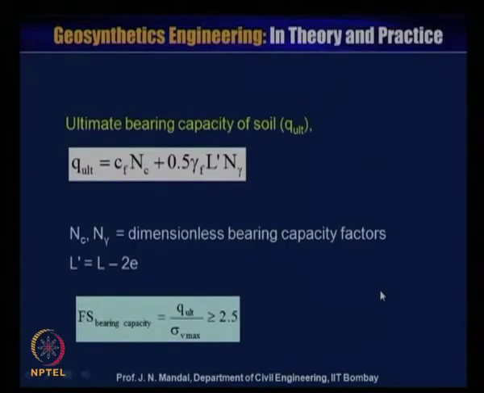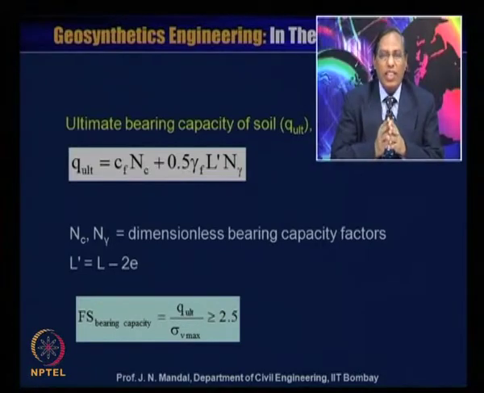Now you have to calculate the ultimate bearing capacity of the soil, or Q ultimate, and this is known to you. So ultimate bearing capacity Q ultimate is equal to Cf into Nc plus 0.5 gamma F into L dash into N gamma, where L dash is equal to L minus 2E. E is eccentricity. So you know the eccentricity, you know the length of the reinforcement, so you can calculate L dash. And here Nc and N gamma are the dimensionless bearing capacity factors.